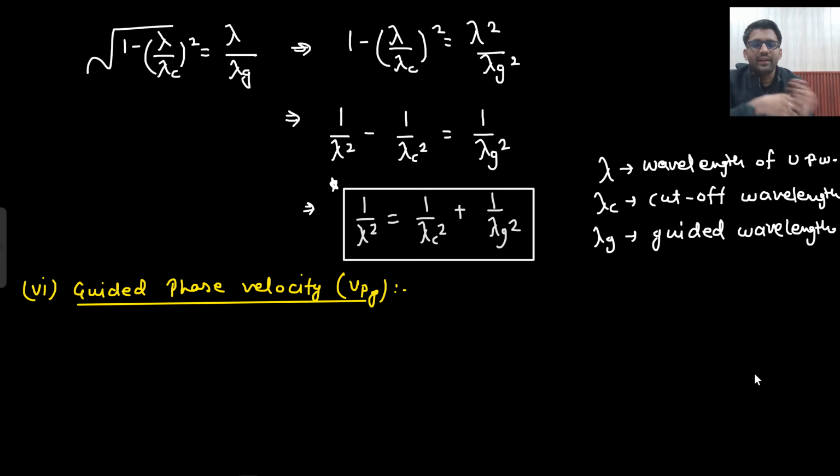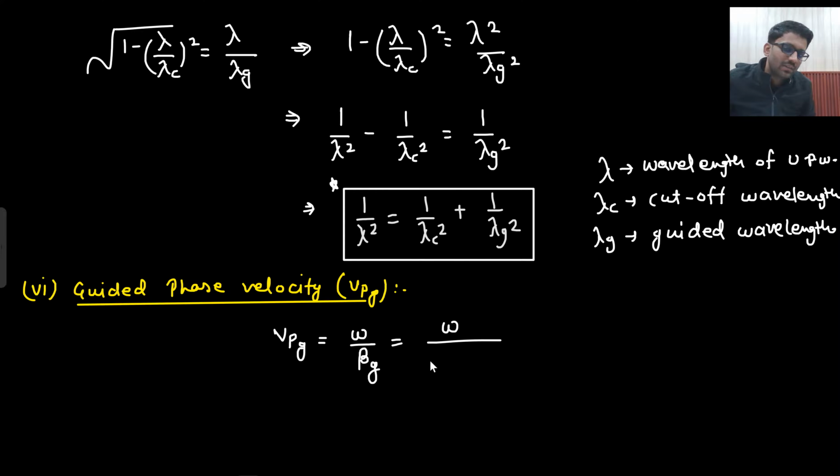Okay. Guided phase velocity. What is your phase velocity? Phase velocity but guided. What is the formula? Omega by beta. But here I am going to write guided phase velocity, so here I will write down guided phase constant, beta g. So what is my beta g? Beta g is equal to beta under root 1 minus fc by f whole square.